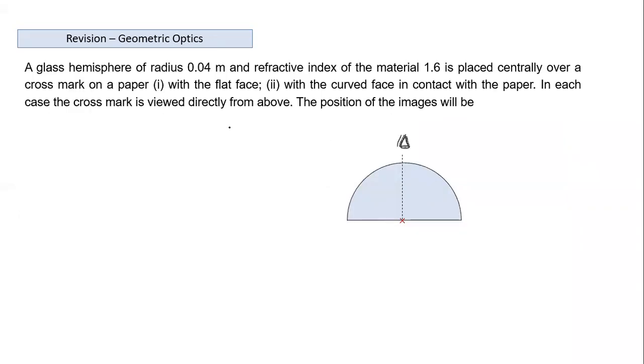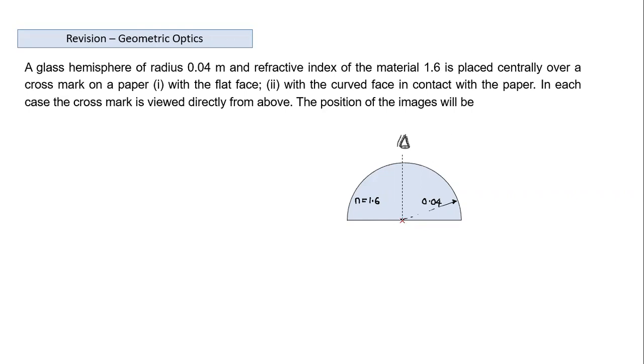Let's see how we apply this to certain numericals. There's a glass hemisphere of radius 0.04 meter. You see a glass hemisphere, something like a paperweight. Many paperweights are hemispherical in shape. So this is 0.04 meter radius, and the refractive index of the material is 1.6, so either n or mu, I can write as 1.6 here. And it is placed centrally over a cross mark on the paper.